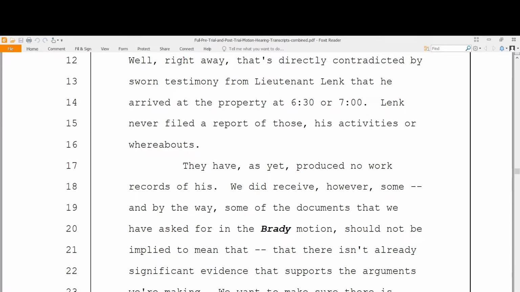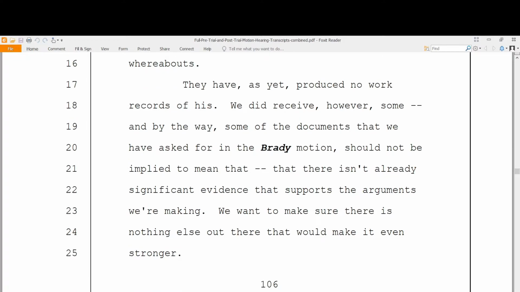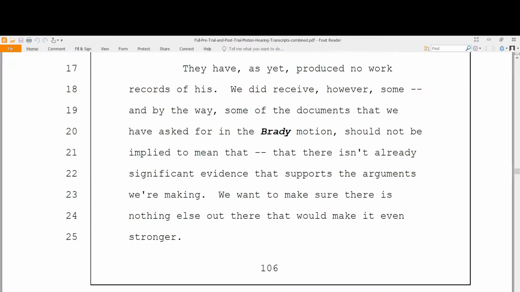We did receive, however, some documents. And by the way, some of the documents that we have asked for in the Brady motion should not be implied to mean that there isn't already significant evidence that supports the arguments we're making. We want to make sure there is nothing else out there that would make it even stronger.